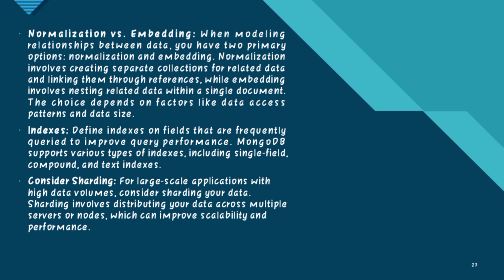Indexes. Define indexes on fields that are frequently queried to improve query performance. MongoDB supports various types of indexes, including single field, compound, and text indexes. Consider sharding. For large-scale applications with high data volumes, consider sharding your data. Sharding involves distributing your data across multiple servers or nodes, which can improve scalability and performance.